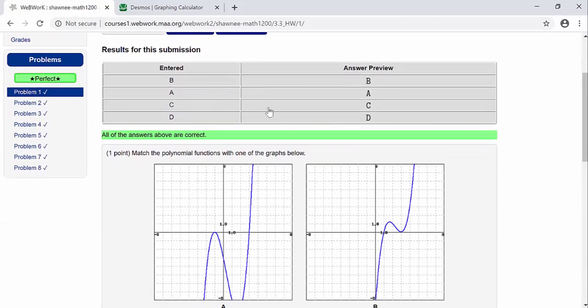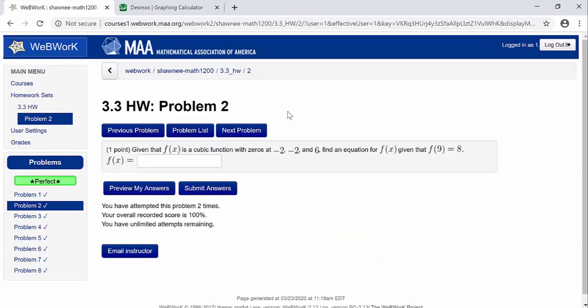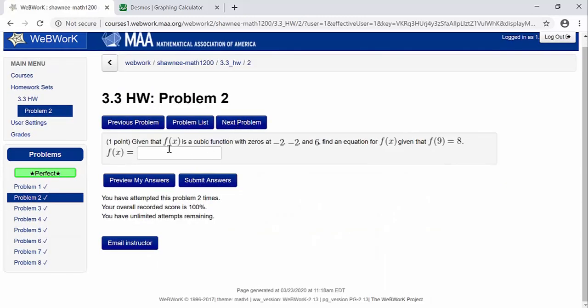All right, let's move on to problem number 2. In this problem, we're asked to find a formula for the function f of x that's a cubic function, so it has degree 3 polynomial function, and it has 3 zeros. The zeros I'm given are negative 2, and 6. So each of these zeros determines one factor of the polynomial. But further, we have to have an equation for f of x where if we plug in 9 into the function, you should get 8 out.